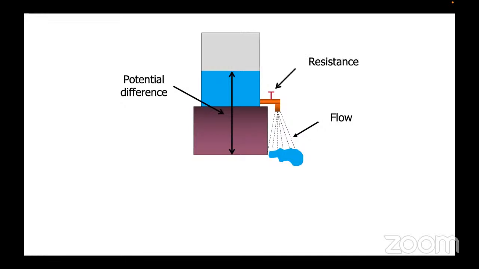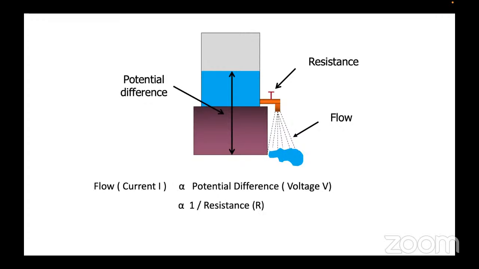If you close the tap, the resistance is very high and there will be no flow. You start opening it slowly, and then the flow occurs. And when it's fully open, the flow is in full blast. So the flow of current is dependent directly on the potential. Like I said, the higher the water tank, the greater the force of flow of water. But it is inversely proportional to the resistance. The lower the resistance, the greater the flow.